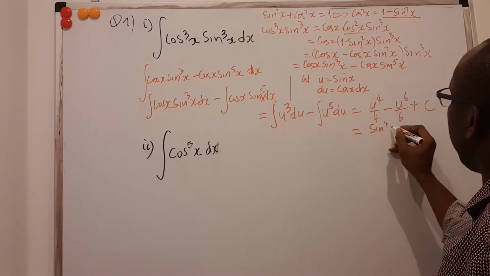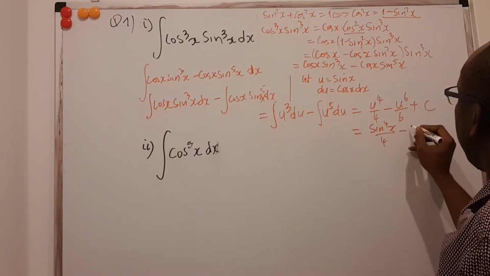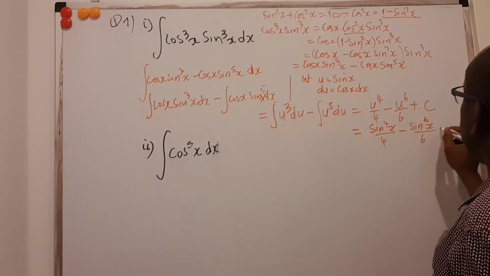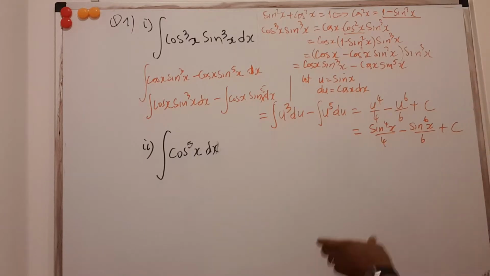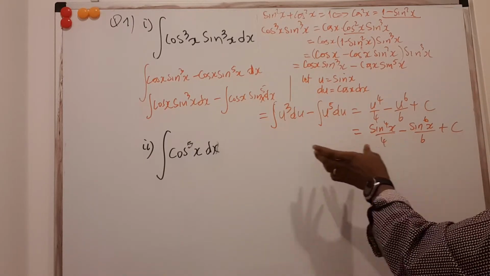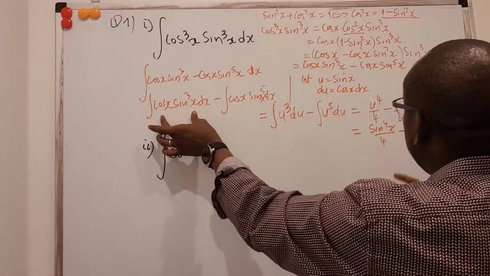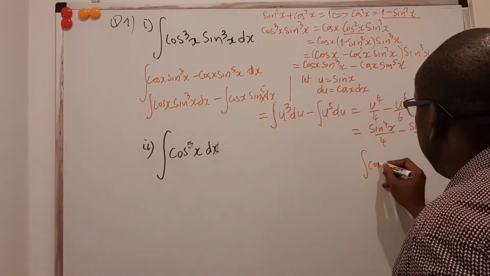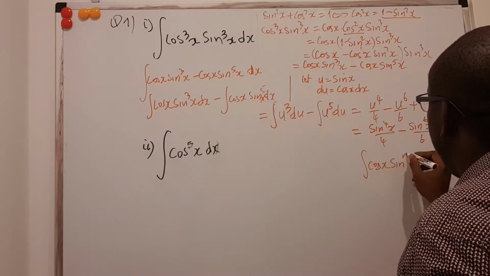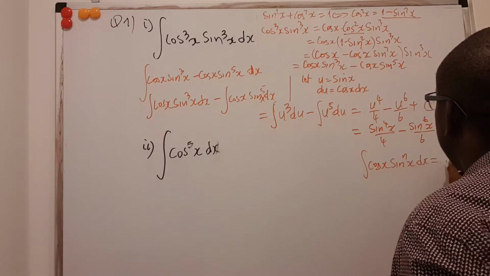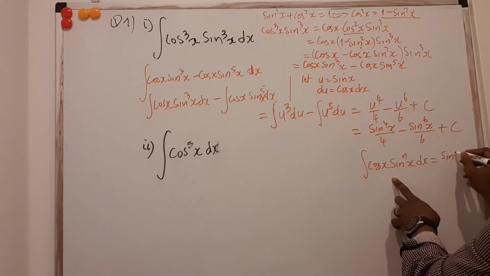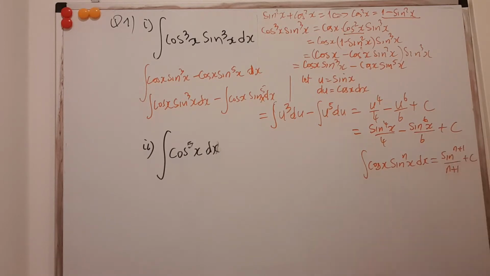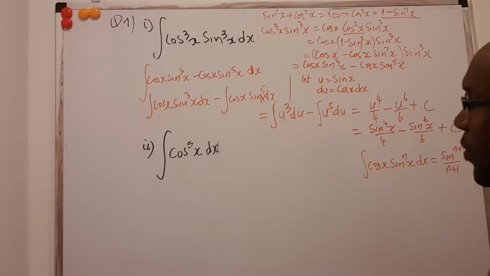So this is sine to the power 4 of x on 4 minus sine to the power 6 of x on 6 plus a constant. So you see that in general, once you're able to fix it this way, it seems the integral is automatic. In general, then we can say if I have something like cos x sine to the power n of x dx, then this is simply equal to sine to the power n plus 1 divided by n plus 1 plus a constant. So that seems to be the general form.